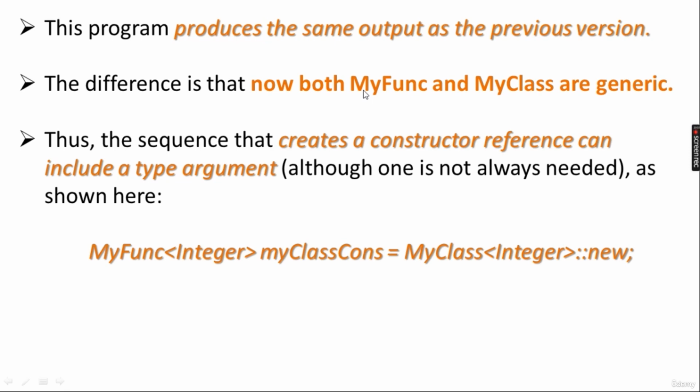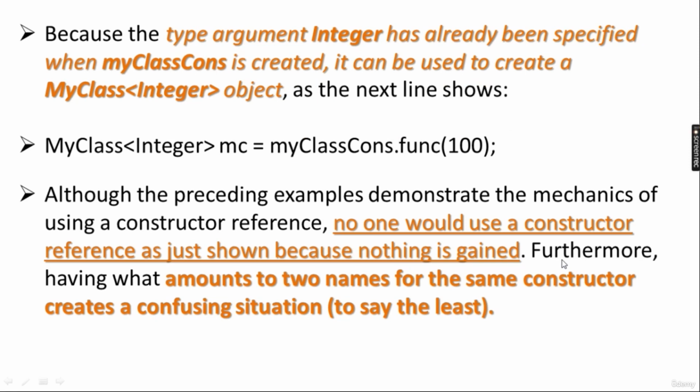Now in this case, MyFunction and MyClass are both generic. So the syntax that creates a constructor reference can include a type argument. It is not always needed, but since it is generic, we are passing Integer here and Integer here. Everything else is the same. Because the type argument Integer has already been specified when myClassConstructor is created, it can be used to create a MyClass<Integer> object, as the next line shows.